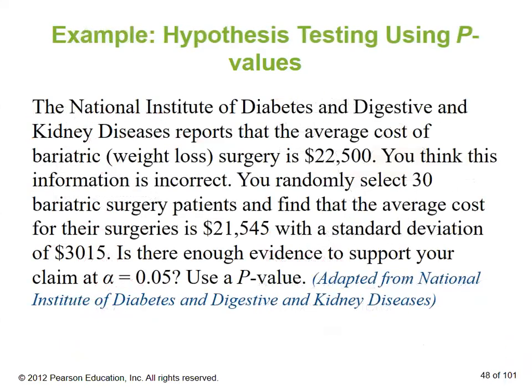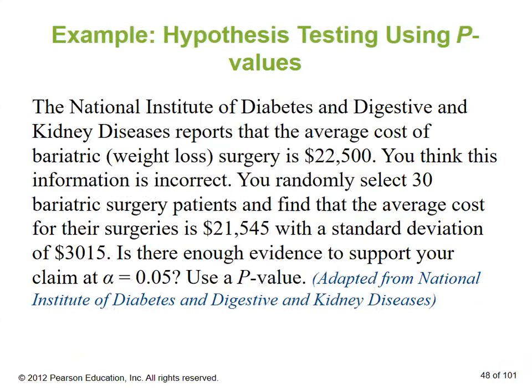Okay? Let's try another one. The National Institute of Diabetes and Digestive and Kidney Diseases reports that the average cost of bariatric, which is weight loss surgery, is $22,500. You think this information is incorrect. You randomly select 30 bariatric surgery patients. Find the average cost for their surgery is this amount with a standard deviation of that amount. Is there enough evidence to support your claim at an alpha level of 0.05? And again, we're going to use the p-value to compare with our alpha.